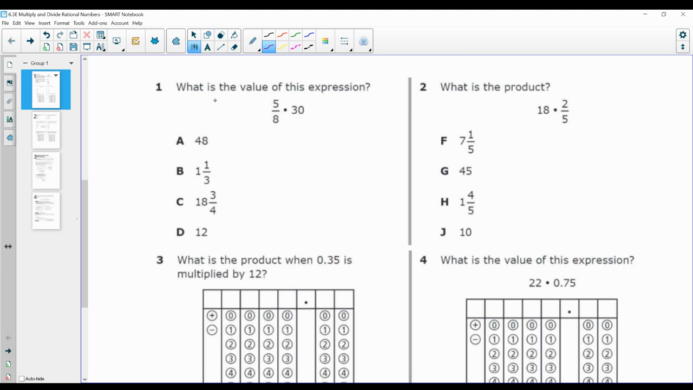I'm going to go over lesson 6.3e, multiply and divide rational numbers. So this is multiplying and dividing fractions or decimals. I'm going to go ahead and help you out with the 10 problems that you have for your assignment.